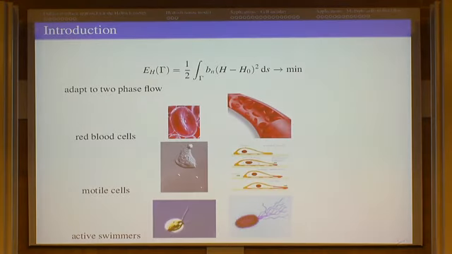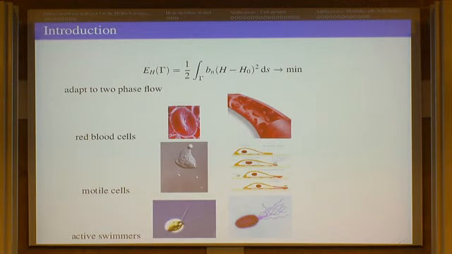So the basis of my research was actually this functional, which you can see here, which is called the Helfrich functional, and this Helfrich functional describes the optimal shapes of vesicles, and vesicles are model approaches for biomembranes. And the question was, how can we adapt this functional to two-phase flows?